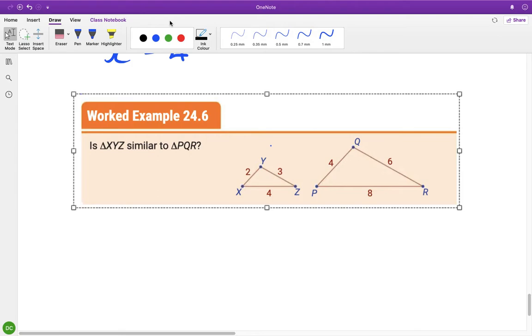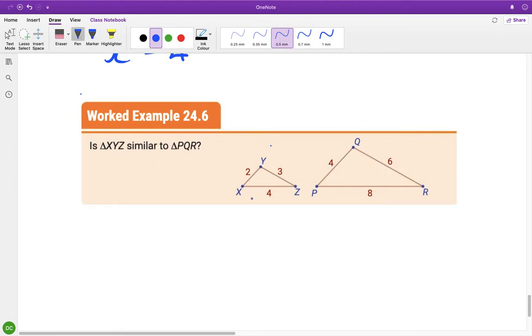Right, so let's have a look at this. They're asking us here, is the triangle XYZ, which is the one here on the left, similar to triangle PQR? So we don't have any angles, so we can't prove whether they're similar or not just based on the angles, which is what we've done so far. But we can use the theorem, and the theorem said that if they're similar, then their sides will be proportional in order. Yeah? So let's have a look.